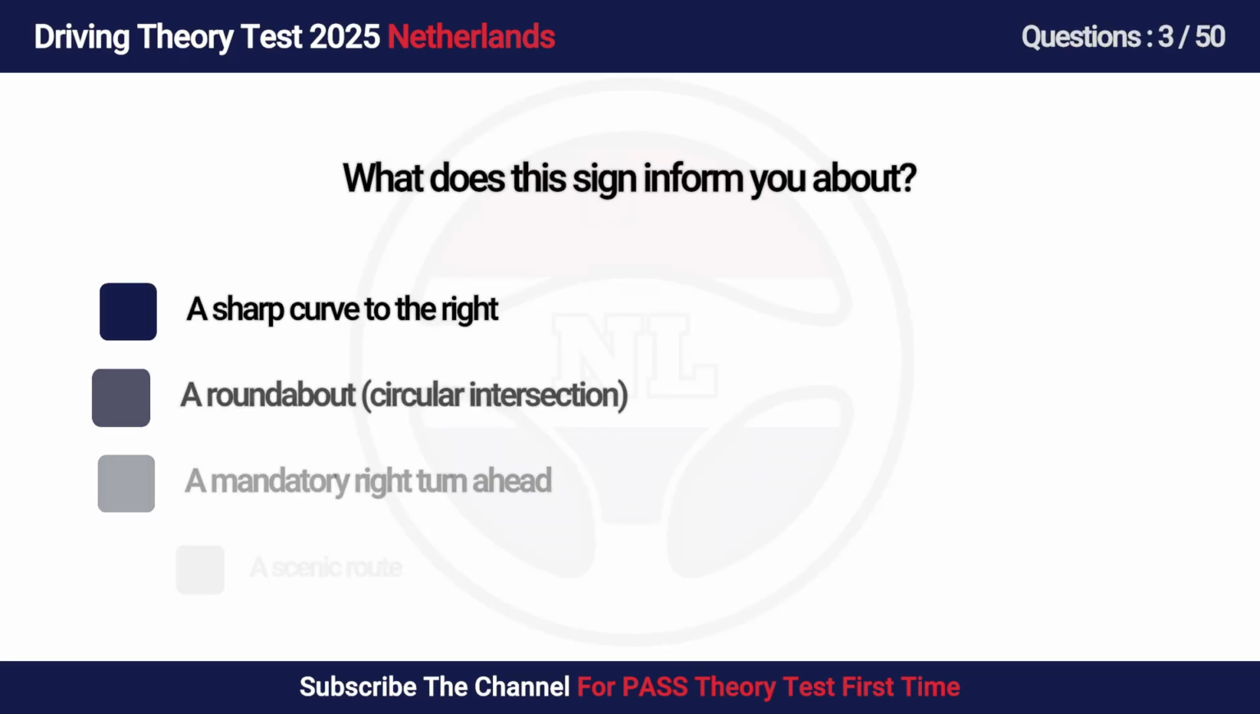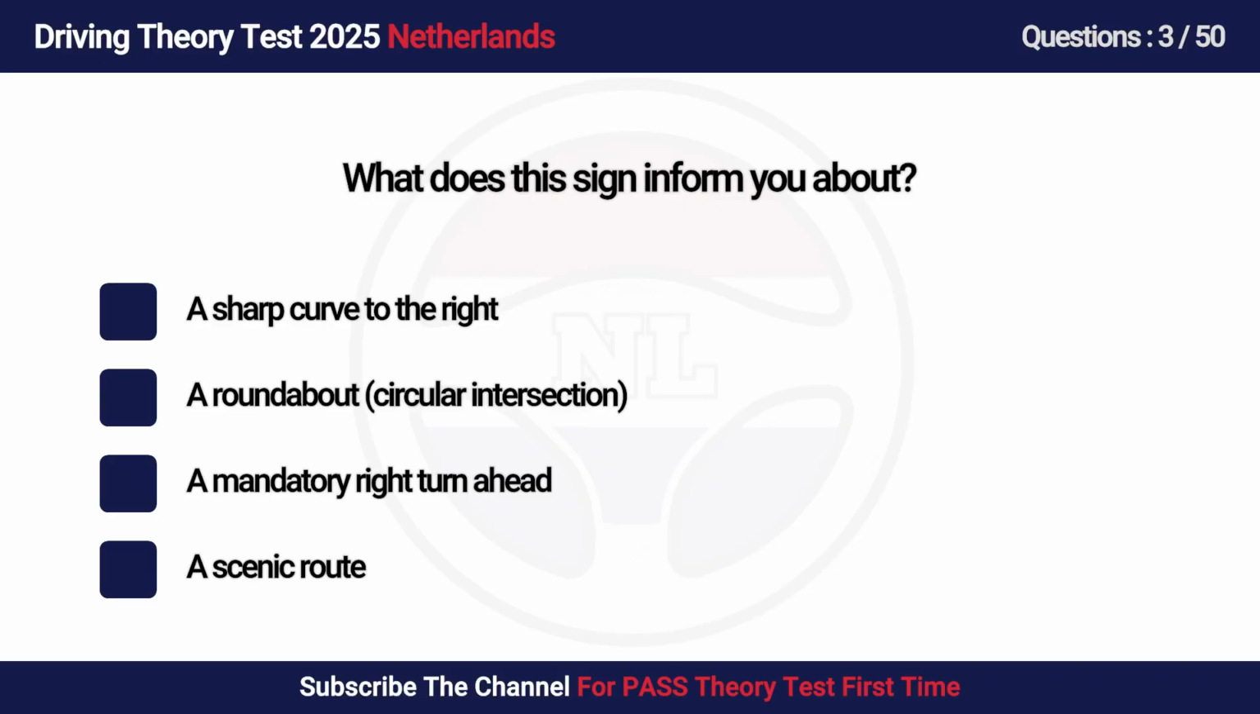Question 3. What does this sign inform you about? A. A sharp curve to the right. B. A roundabout, circular intersection. C. A mandatory right turn ahead. D. A scenic route.